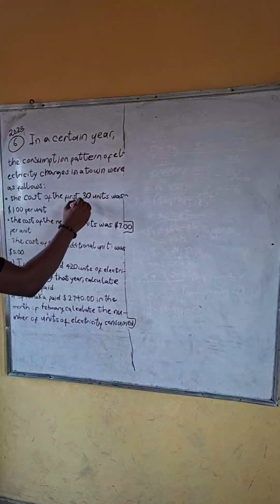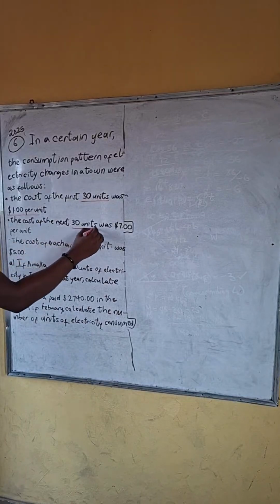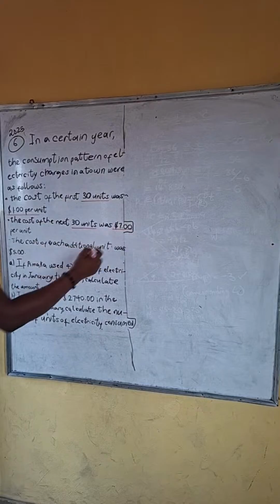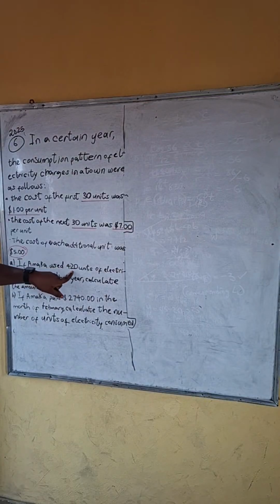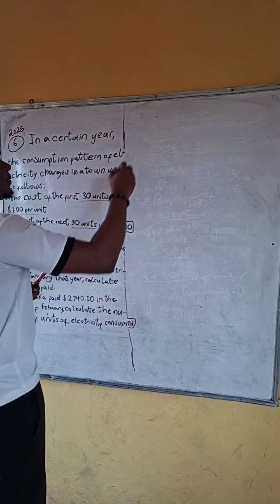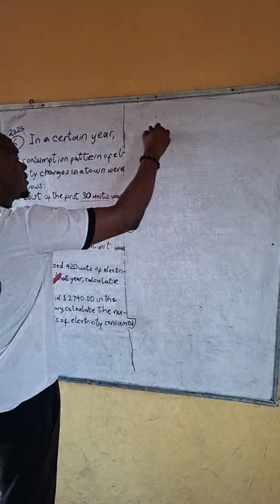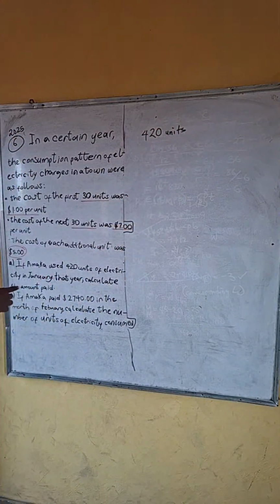The cost of the first 30 units was $1 per unit. The cost of the next 30 units was $7 per unit. And the cost of each additional unit was $5. The question now: if Amaka used 420 units, that's what she used, in January that year, calculate the amount paid.